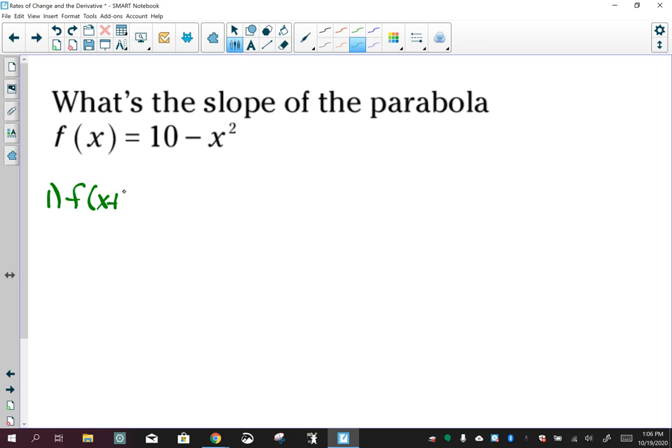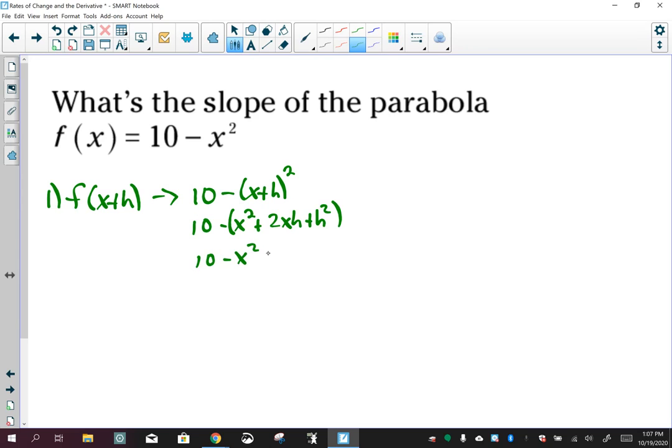So the first thing you're going to want to do is evaluate f of x plus h. So this means I'm going to take my 10 minus, not x squared, but x plus h squared. And I'm going to clean this up. So 10 minus x squared plus 2xh plus h squared. And then I'm going to distribute my negative. Minus x squared minus 2xh minus h squared.